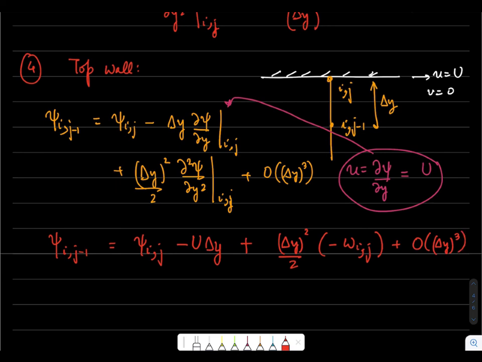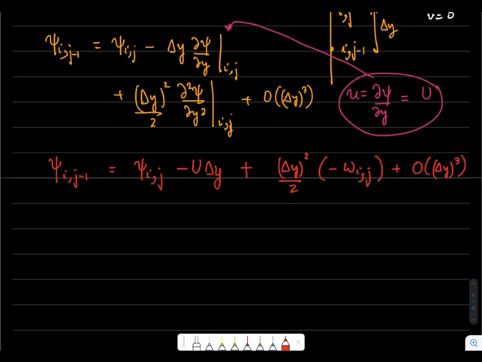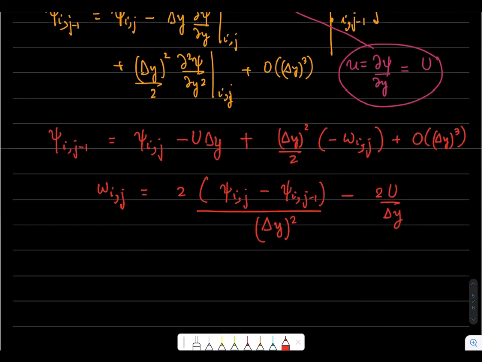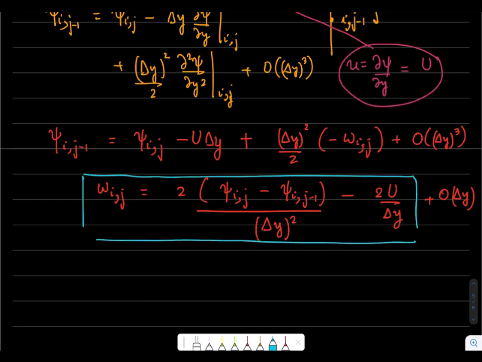And now omega ij on this wall node will be 2 times psi ij minus psi i,j-1 by delta y squared, minus 2U by delta y, plus a truncation error of order delta y. So the boundary vorticity at this boundary will be approximated by this expression.